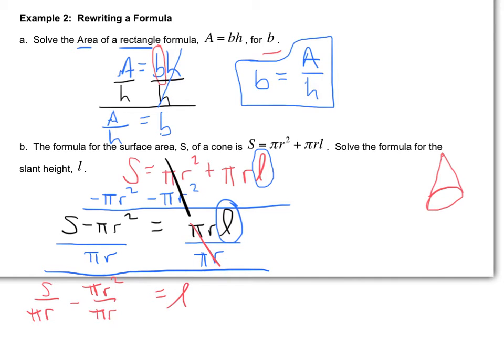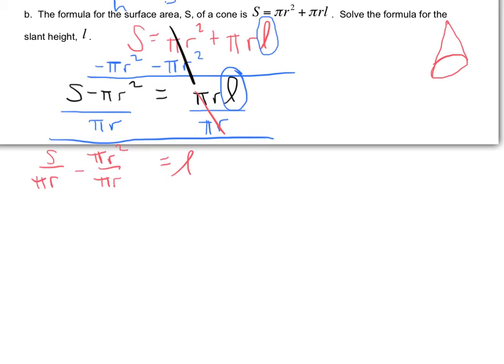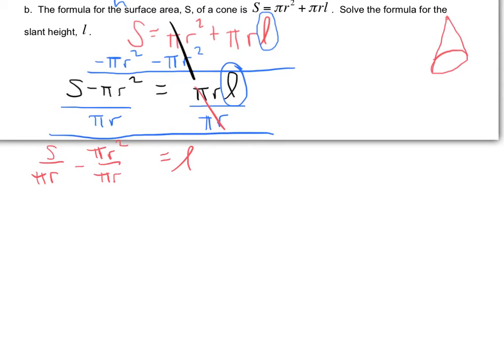Okay? We're going to do this a little bit later on, so this is going to be a little bit hard to understand at first. But the next step here, what we're going to do is say, how can I simplify this? Well, let's look at each. S over pi r. There's really nothing I can do with that. There's nothing that's common that I can take out.